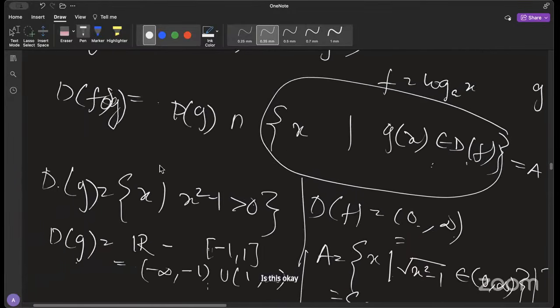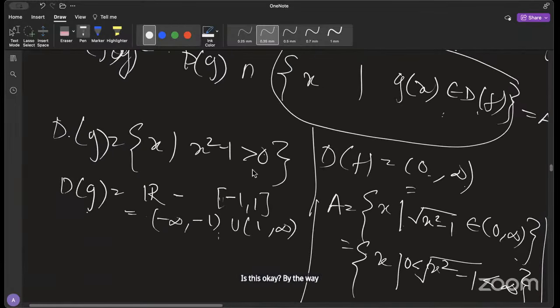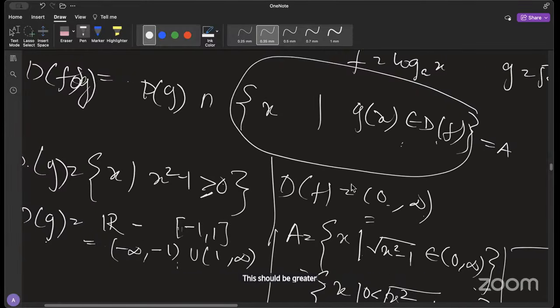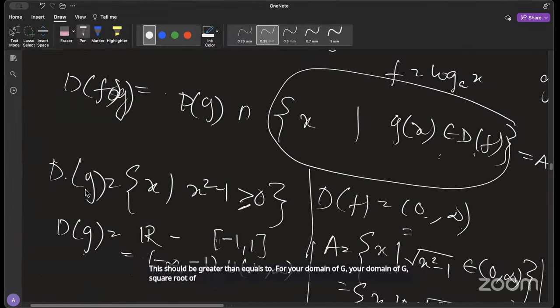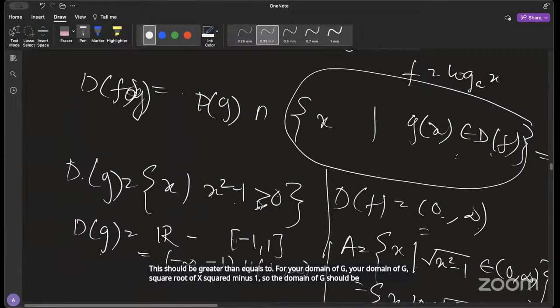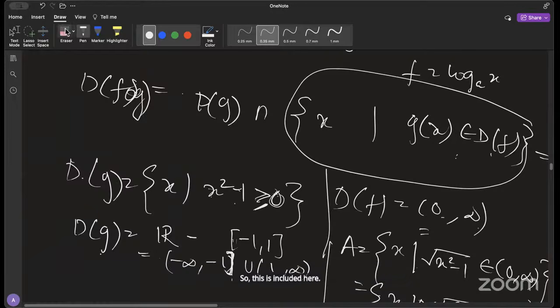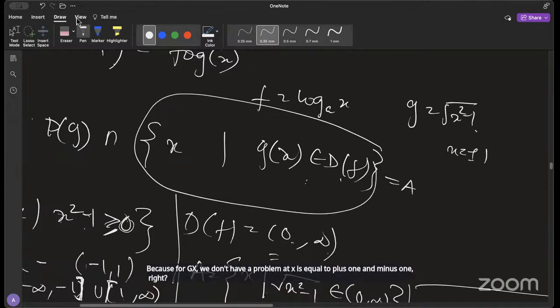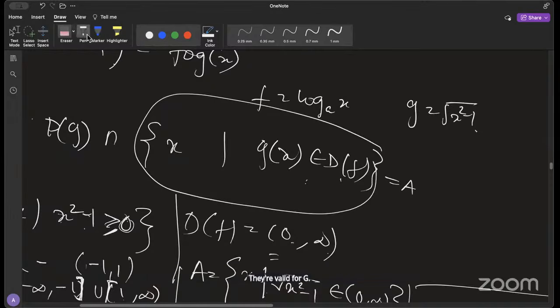Is this okay? By the way, for your domain, we have made a mistake here again. This should be greater than or equal to. For your domain of G, which is square root of x square minus 1, the domain of G should be x square minus 1 greater than or equal to 0. You can also take this value to be 0, that's also fine, right? So this is included here. I'm making slight changes here. -1 and 1 are included here. You can include them, because for G(x) we don't have a problem at x equals +1 and -1, right? They're valid for the domain of G.